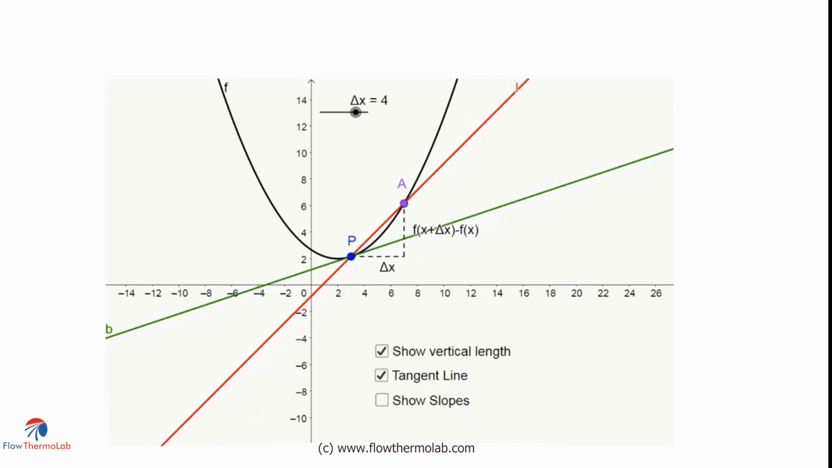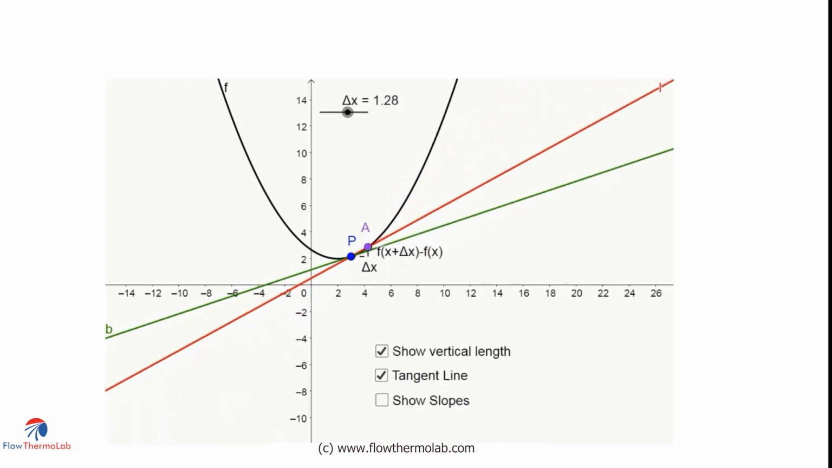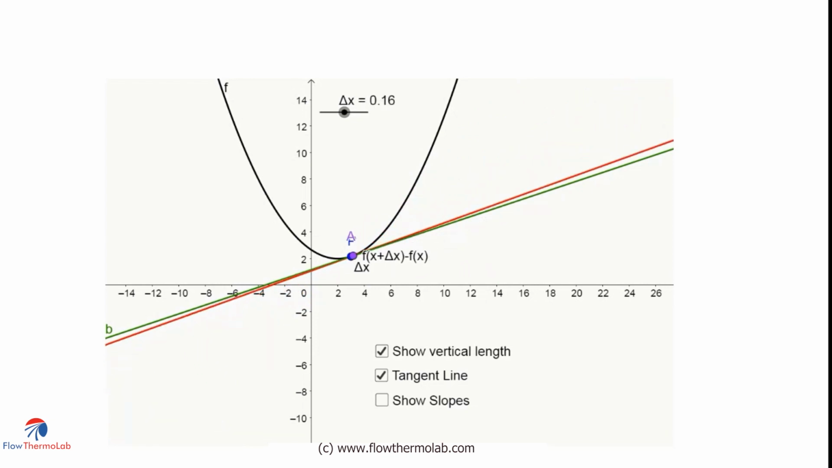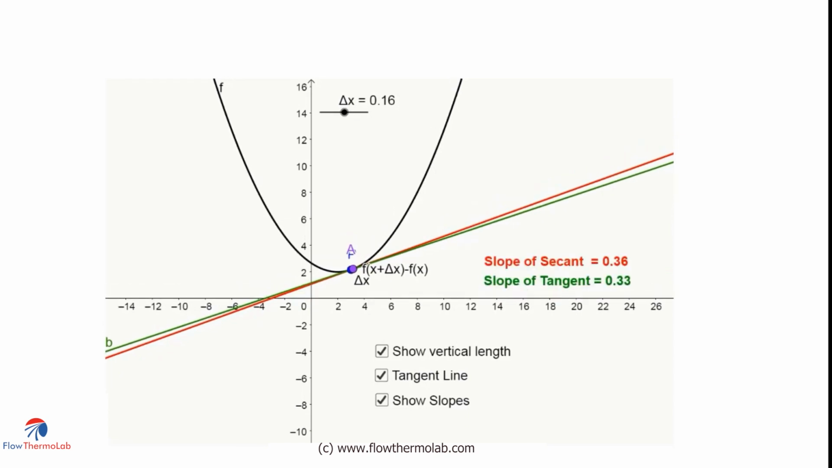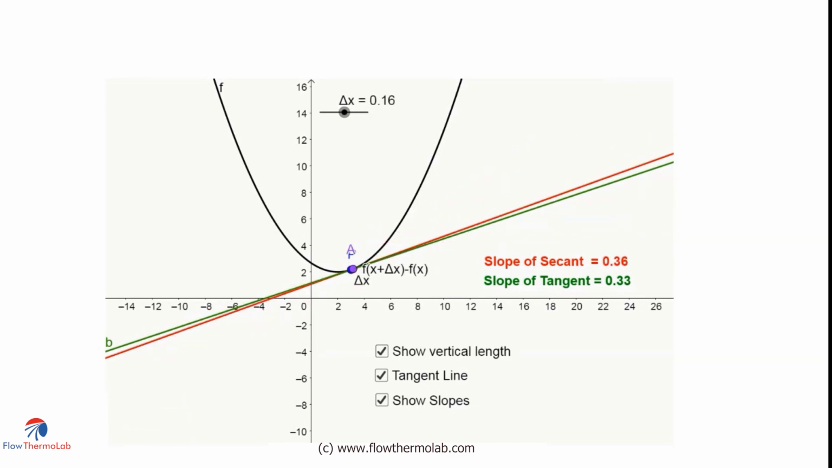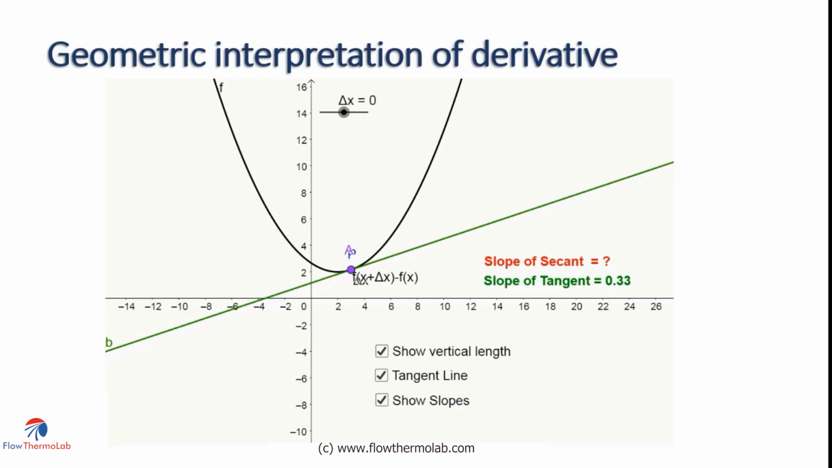Now if we try to reduce the value of delta x, the point A will come closer and closer to point P. You can see that the secant line is becoming almost the same as the tangent line now. So at the point when delta x equals 0, that is when the point A coincides exactly with point P, what will be the slope of the secant line? It will be the same as that of the tangent line.